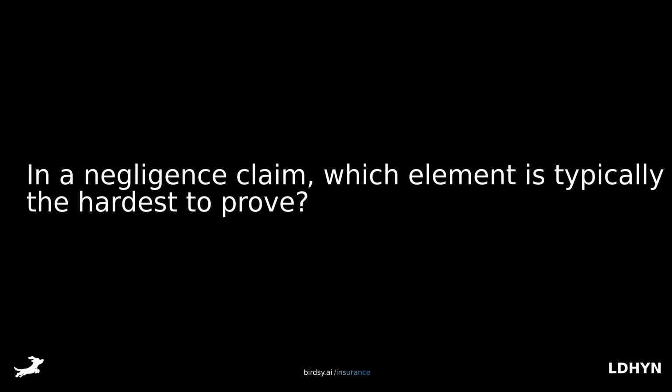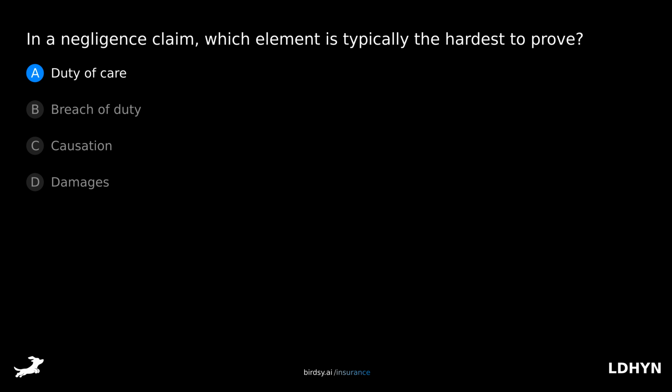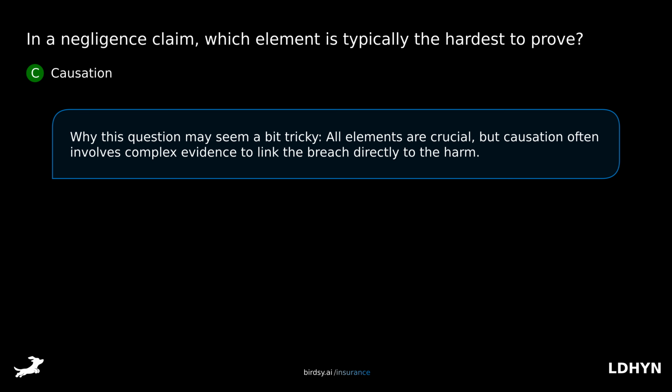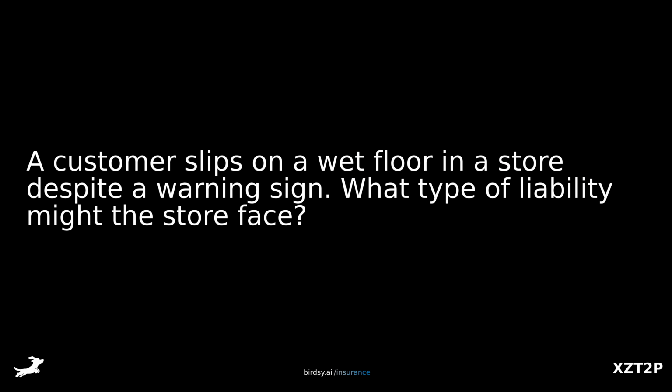In a negligence claim, which element is typically the hardest to prove? Is it A, duty of care, B, breach of duty, C, causation, or D, damages? The answer is C, causation. Why this question may seem a bit tricky. All elements are crucial, but causation often involves complex evidence to link the breach directly to the harm. A customer slips on a wet floor in a store despite a warning sign.